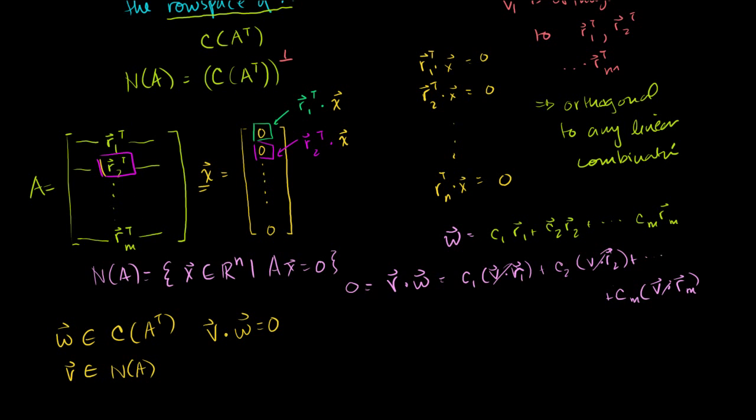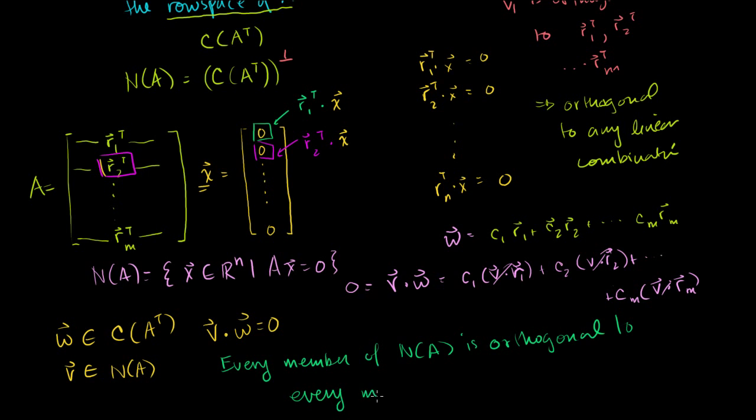So that's what we know so far. Every member of the null space of A is orthogonal to every member of the row space of A. Now, that only gets us halfway. That still doesn't tell us that the null space is equivalent to the orthogonal complement of the row space.